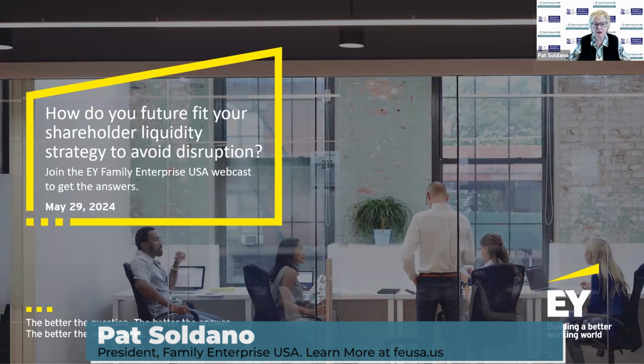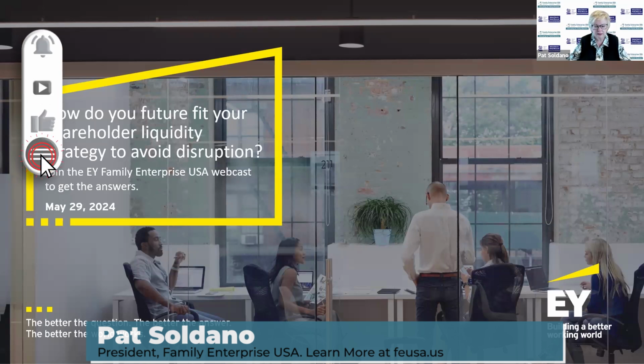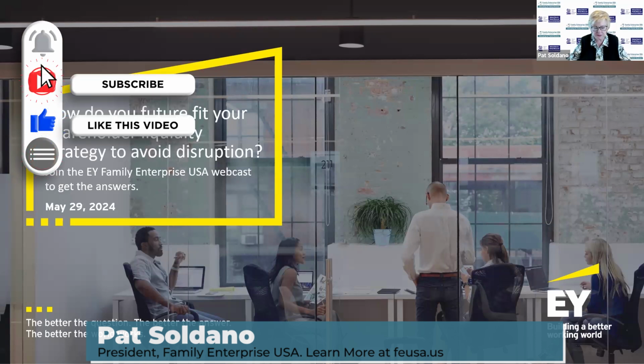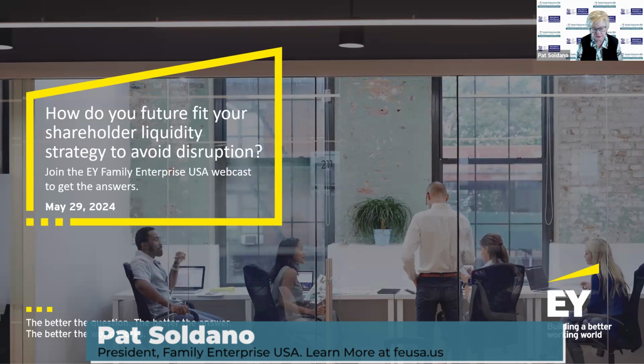The title of this webinar is How Do You Future Fit Your Shareholders' Liquidity Strategy to Avoid Disruption? This topic is one of the biggest disruptions of family-owned companies, this lack of clarity regarding shareholder liquidity. This webcast will examine leading practices for creating a liquidity strategy and plan that balances the short-term and the long-term capital needs of your business and your family as they continue to grow. The webcast will cover common liquidity alternatives and options, the design of a dividend policy, and financial modeling required to support the elements of a shareholder liquidity plan.